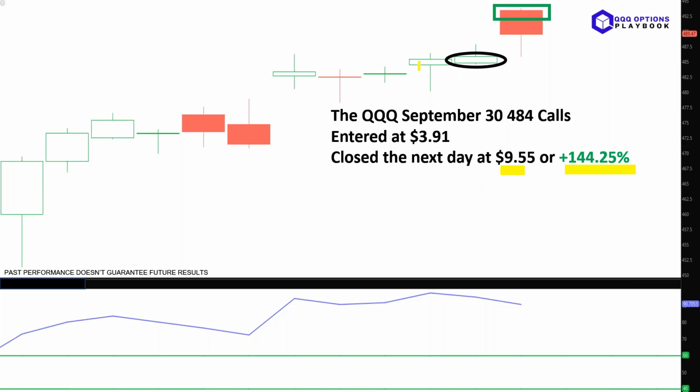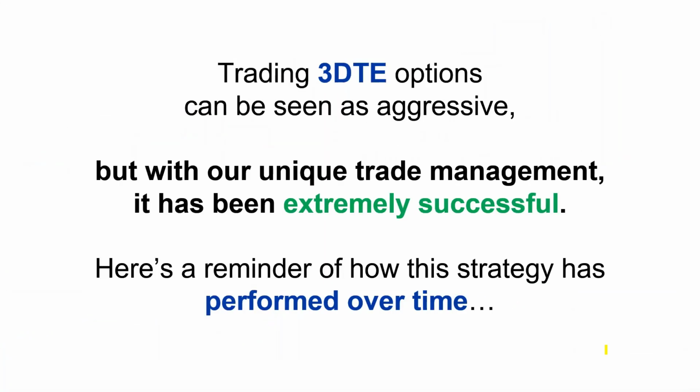You see this flat action over here? And then we got a little bit of a move higher, and our system said, you know what? This candle action is exactly what we're looking for. This percent R being at the upper end of the range with that particular candle pattern fits one of the three tradable patterns, and we entered and we got that nice gap the very next day for that 144.25%. Now, trading 3-day until expiration options can be seen as aggressive.